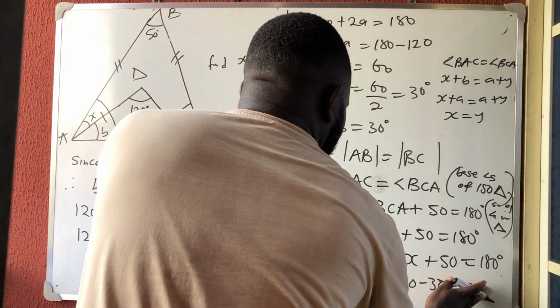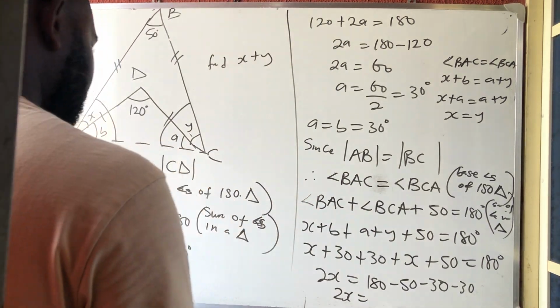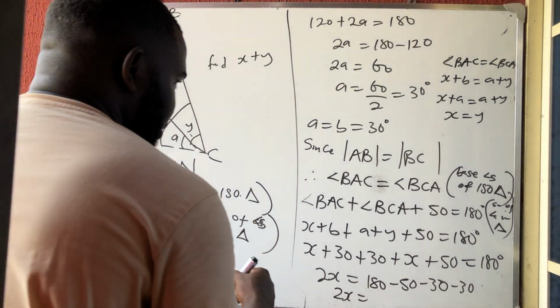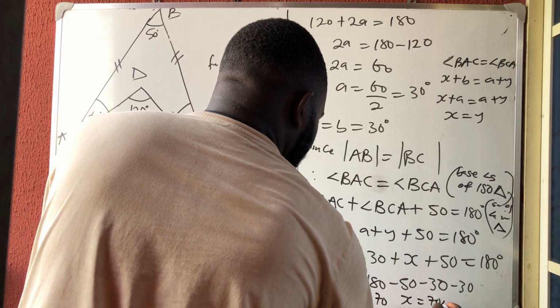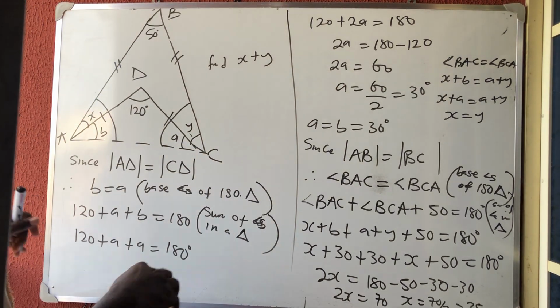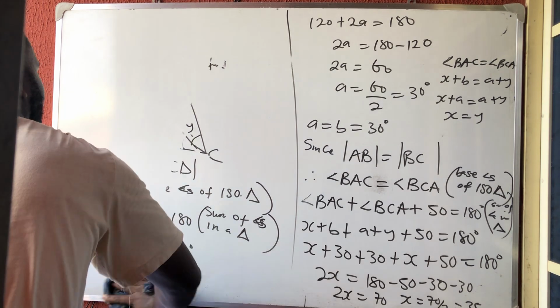So what do we have now? That 2x is equal to 180 minus 50 minus 30 minus 30. I'm having 70. So therefore x is equal to what? 70 divided by 2, which is 35 degrees. So that is that. As simple as that.